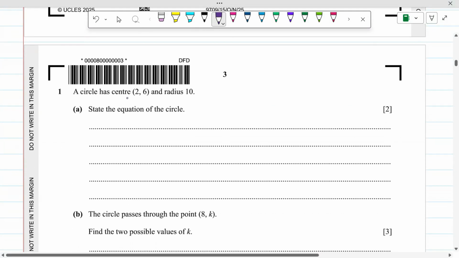A circle has center (2, 6) and radius 10. State the equation of the circle.